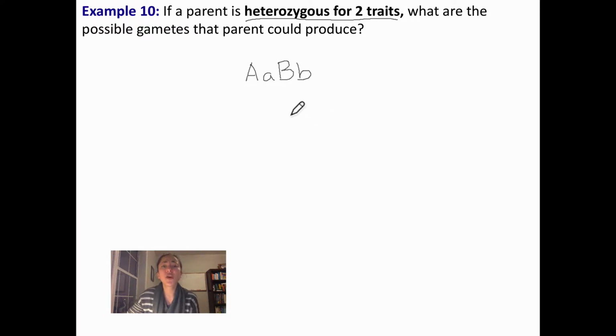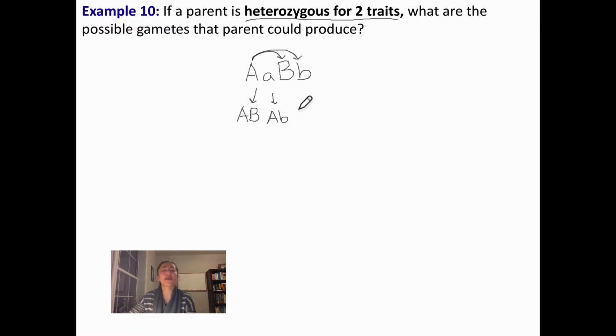This is where we do what we call the FOIL method. I actually just like to do this by drawing arrows. I'm always going to pair the first letter with the first letter of the second pair, and that would give me a big A with a big B. Then I'm going to pair the first letter with the second letter of the second pair, and that's going to give me a big A with the little b.